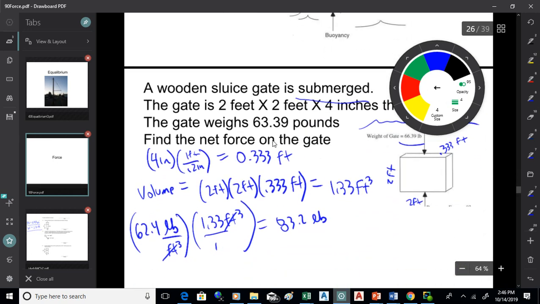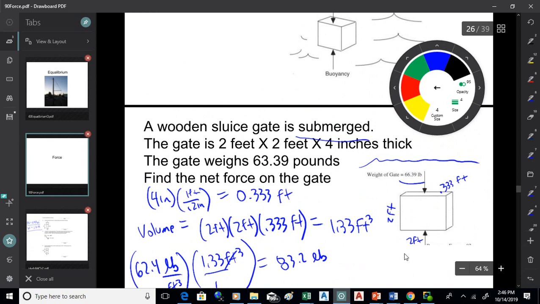So what we would want to do would be to first, so that's 2 feet by 2 feet by 4 inches, which is 0.333 feet. Find the volume, which would be 2 feet times 2 feet times 1/3 of a foot, which is the 4 inches. So we want to get everything in feet so the units match here. And so the volume of that rectangular gate would be the 3 dimensions multiplied together, 2 by 2 by 0.333. So that's 1.33 cubic feet.